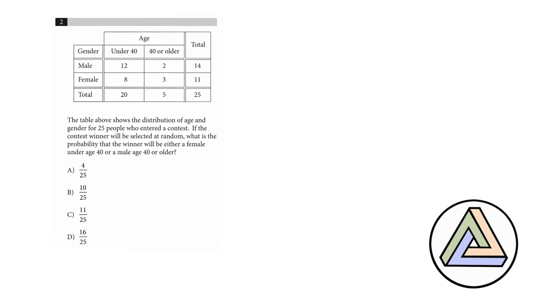Okay, moving on. The table above shows the distribution of age and gender for 25 people who entered a contest. If the contest winner will be selected at random, what is the probability the winner will be either a female under 40 or a male age 40 or older? Okay, so before I dive in, let's make sure we understand the table. The matrix is such that you have male and female here, under 40, 40 or older, and then you have all the totals on the bottom, right? That's a very common way of setting up a table with these different variables.